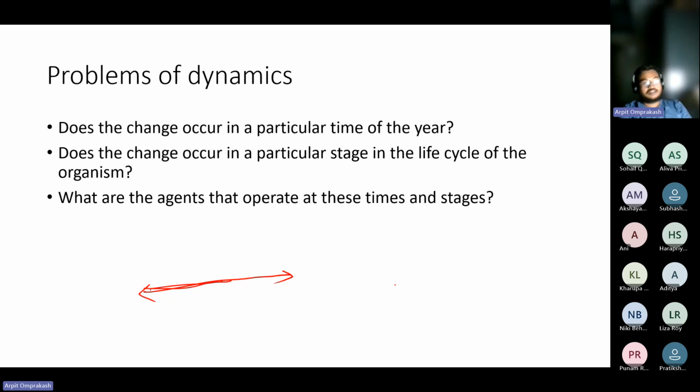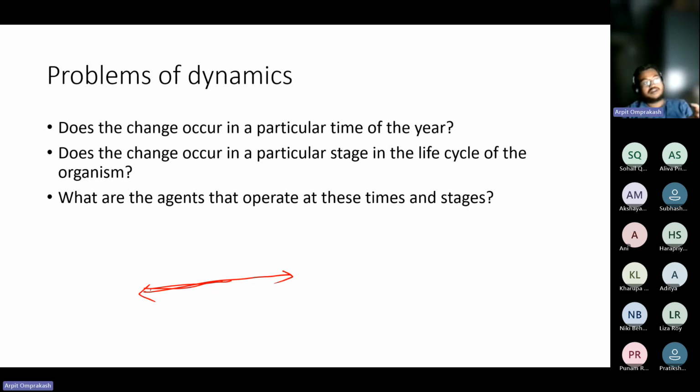If they are flowering around summer months or something, if more flowers are flowering, then you might see an increase in the pollinator species, right? For example, in butterflies and stuff.